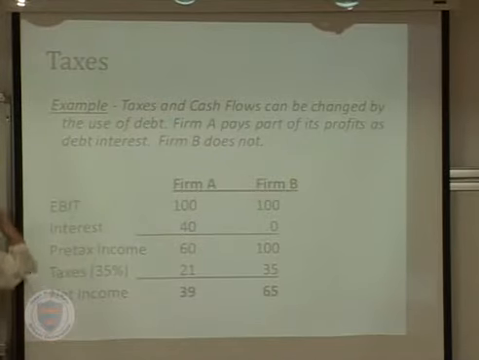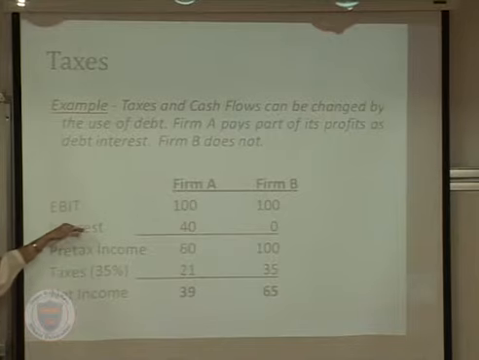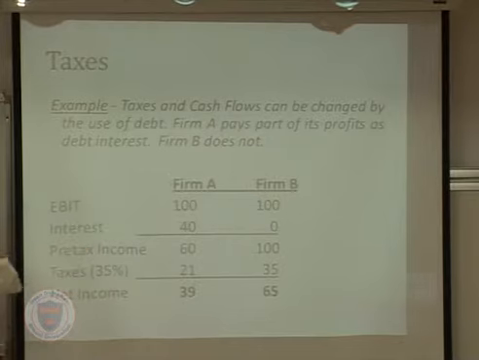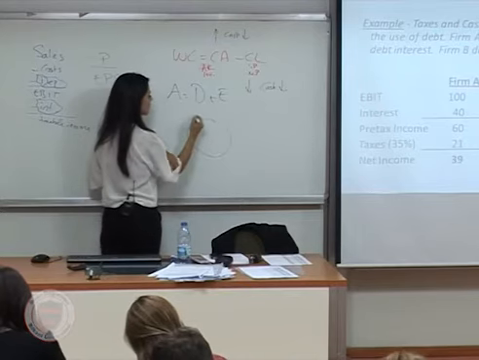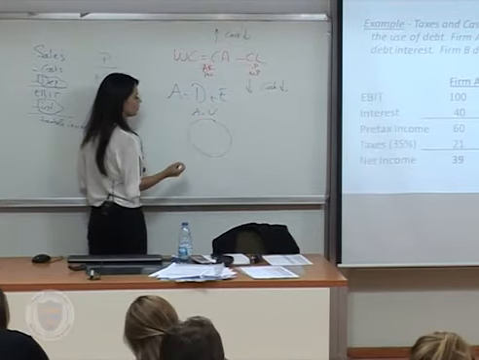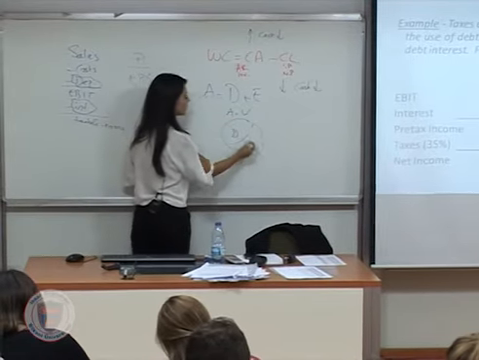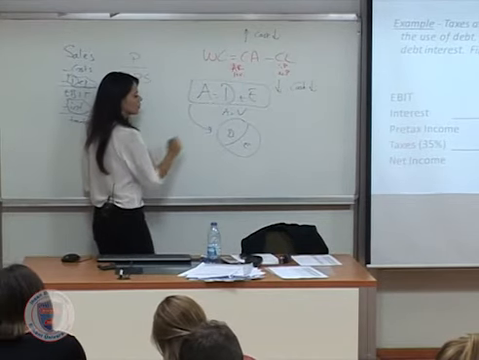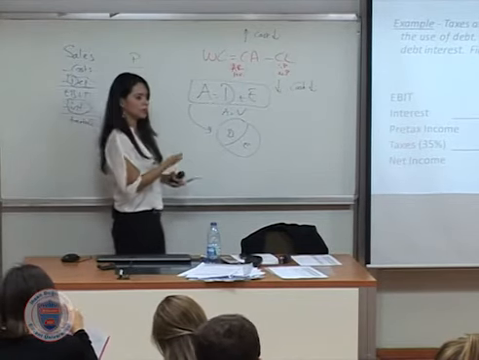A has some debt, $40 of debt. B doesn't have any debt. So B is an all equity firm. For B, remember this pie. This is the assets or the total value of the firm, and it is part debt, part equity. So this is the balance sheet equation. This is how you can represent it with a pie chart.